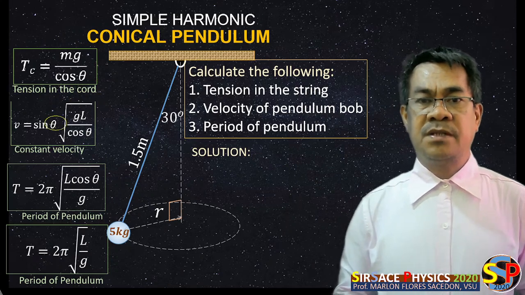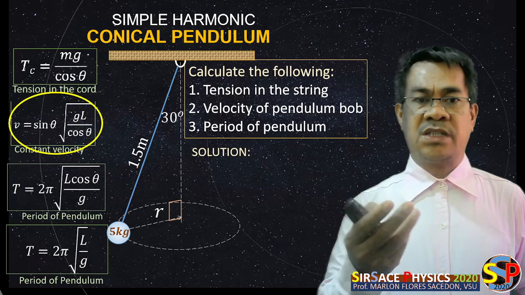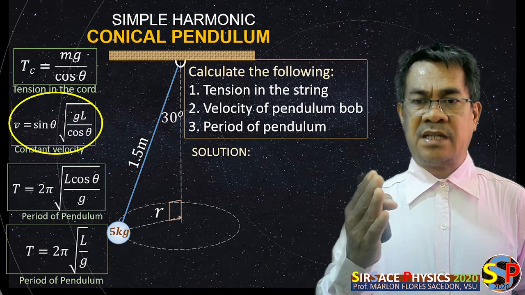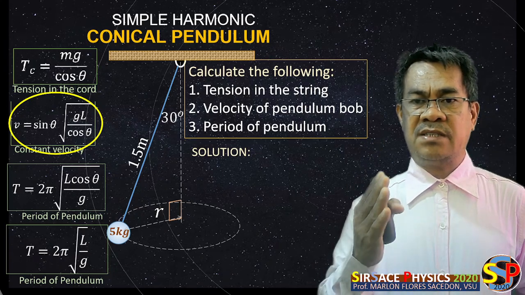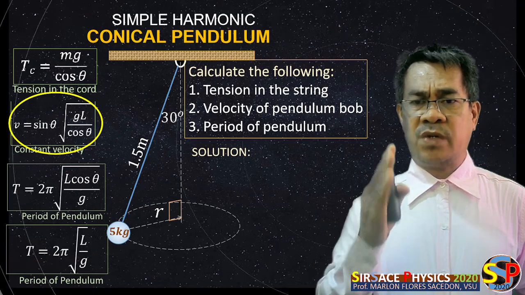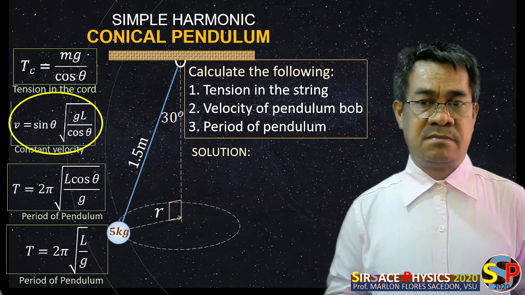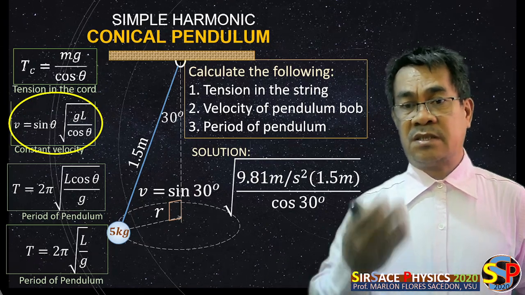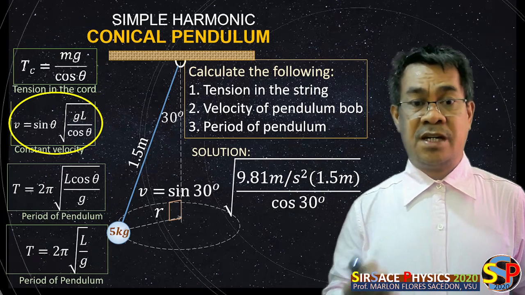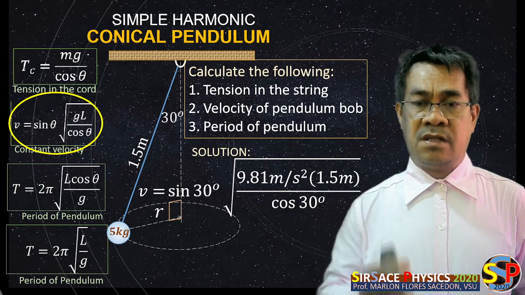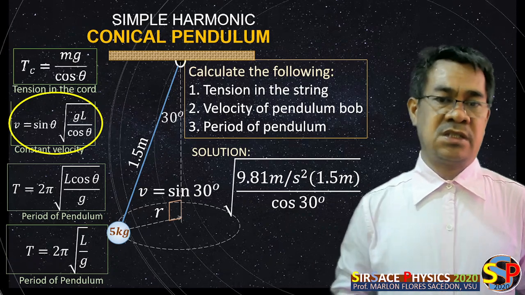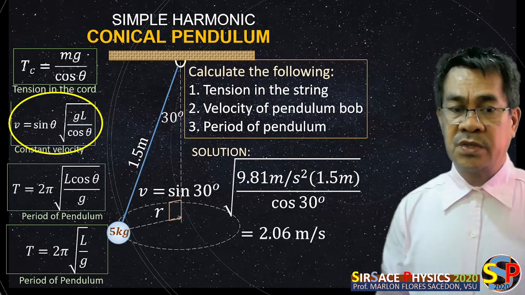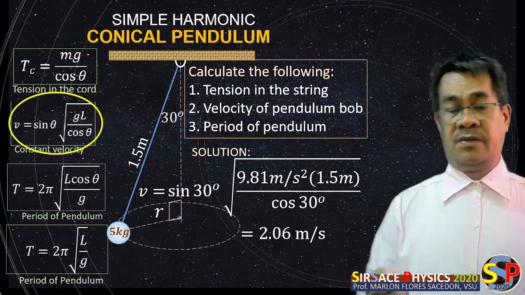Okay, for number 2, you are asked to find the velocity of the bob. So use the formula. The formula is sine theta multiplied by the square root of gL over cosine theta. Then substitute the values. The theta is 30 degrees. The g is 9.81 meters per second squared. The length L is 1.5 meters. And the cosine of theta, which is 30 degrees. So simplify, use the calculator. The answer is 2.06 meters per second because it is a velocity.